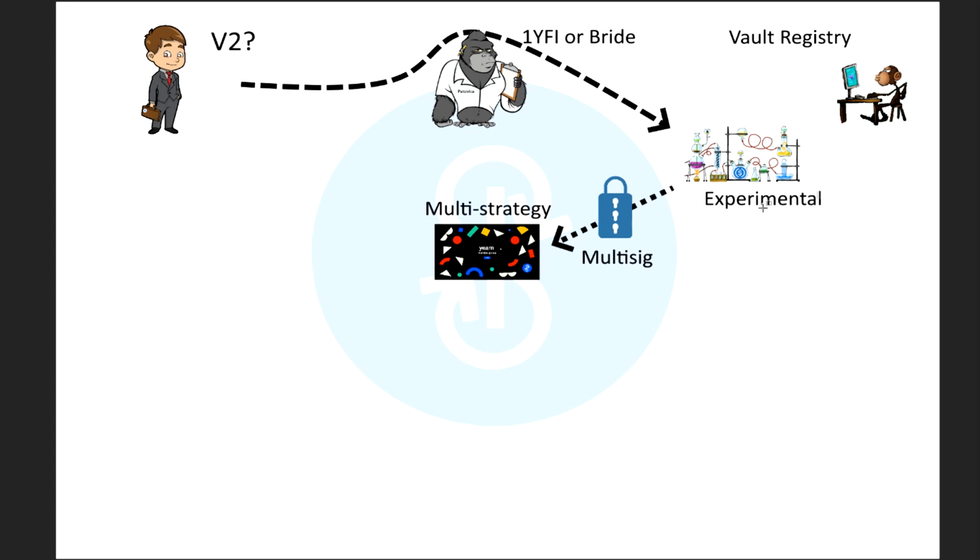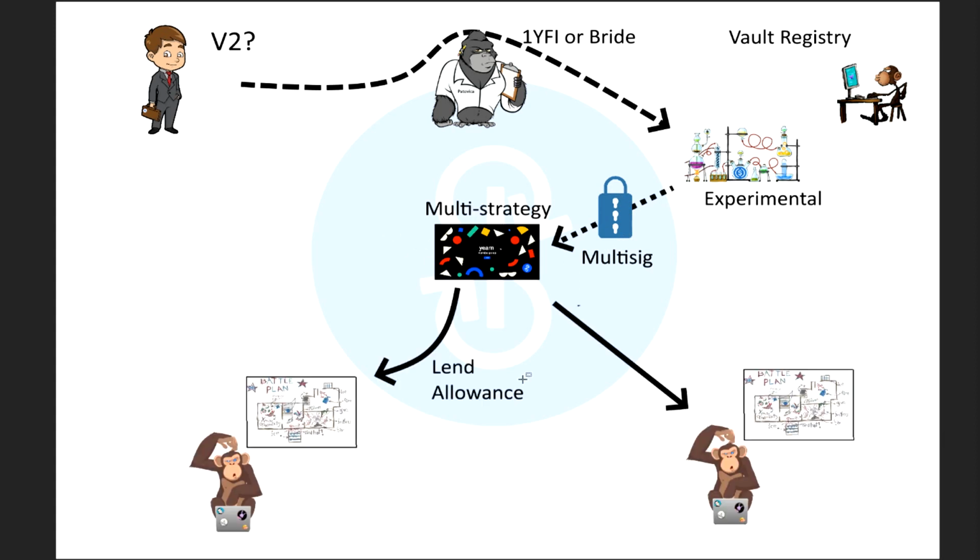So if this is, say, in this case, it's USDC, if they think this USDC strategy is pretty good, then they will sign the OK and let it go into the main vault for the public use. Okay, so next, what does it do?